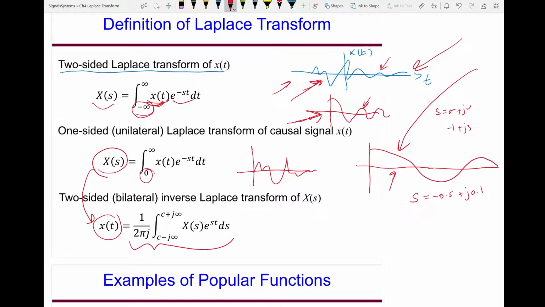Basically, you take x of s and you multiply it by e to the st, another exponential. Here it's e to the minus st, here it's e to the st, and you integrate. But the integral here is a line integral, and we don't usually teach it in undergraduate courses. So in this course, how do we find the inverse Laplace transform? We do the partial fraction expansion, which we will learn, and use the table.